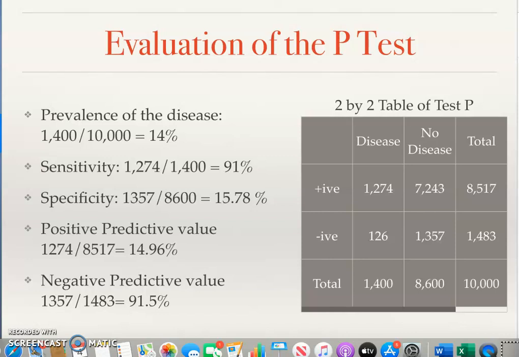test. The negative predictive value identifies, out of the 1,493 negative patients, only 1,357 or 91.5% will not get the disease. This is the probability that the disease is not present and the test result is negative, the true negatives.